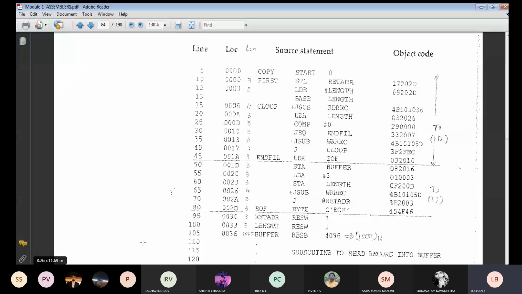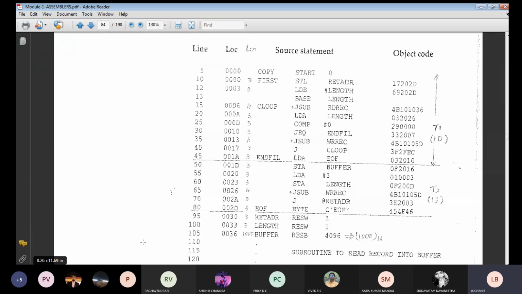I'll repeat once again. In the format 4, as usual you will be getting the opcode, which is 6 bits. Next you will be getting N, I, X, B, P, E, each carrying one bit. Along with that, the last field you will be getting is the address. The address is 20 bits. So today I'll be teaching how to calculate your object code for format 4.